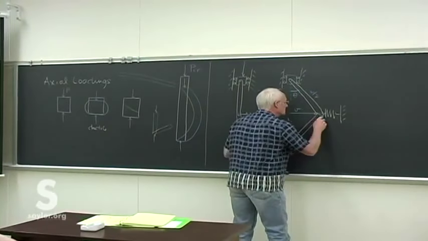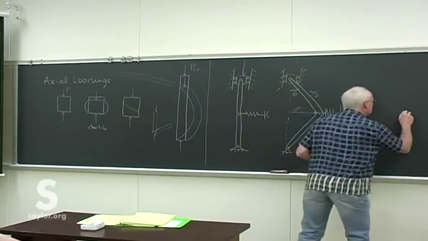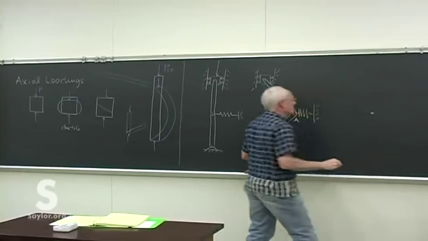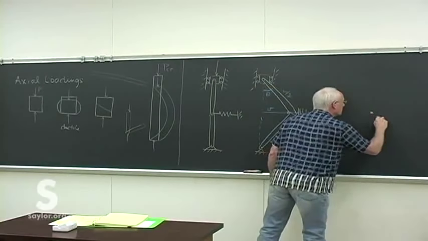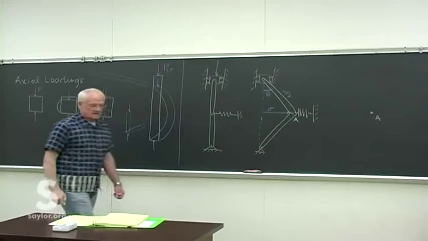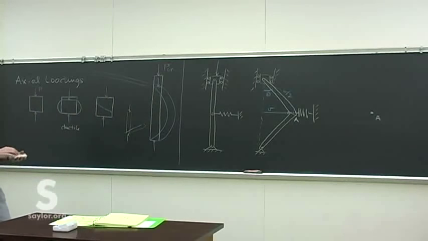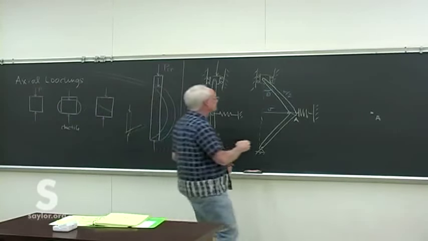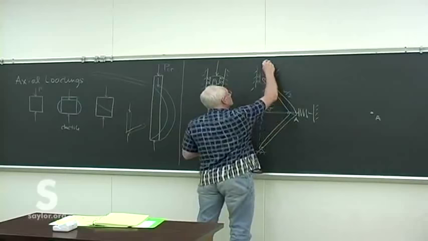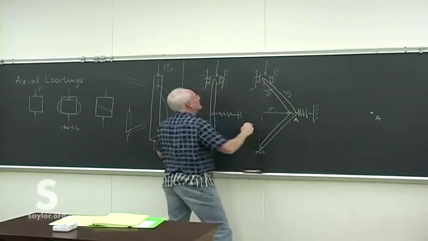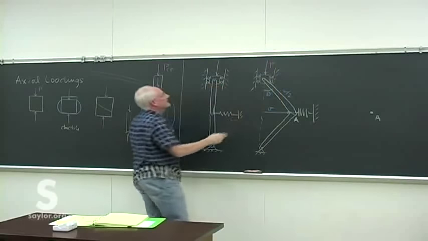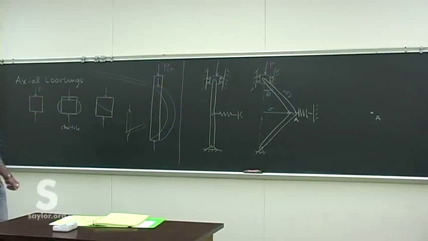So let's see, let's label this point A. If we look at a free body diagram of point A, we see something like, well, let me put a load back in there, otherwise we don't have anything going on here. So there's some load P there.